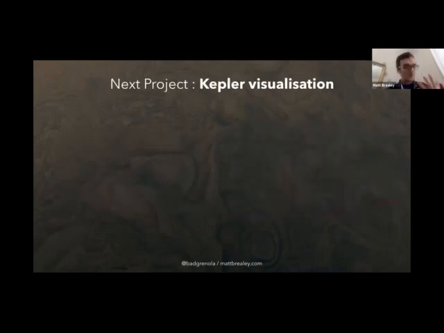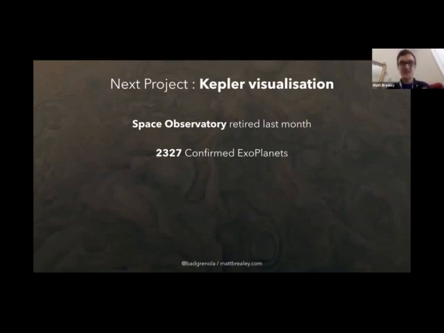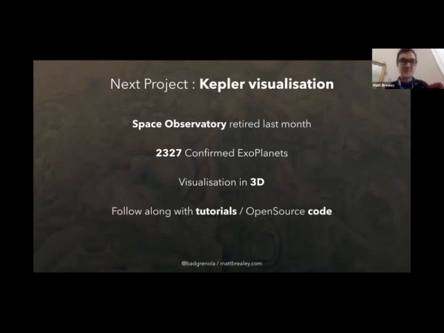So with that, I want to talk very, very quickly about my next visualization. It's based around Kepler, which was a space observatory that sadly retired last month, but it found 2,327 exoplanets, planets that exist orbiting very, very distant stars. And what I want to do is visualize that in 3D again, in your browser, on your phone. But what I thought would be kind of fun would be to do it step by step, week by week, and release a tutorial video, release all of the code.